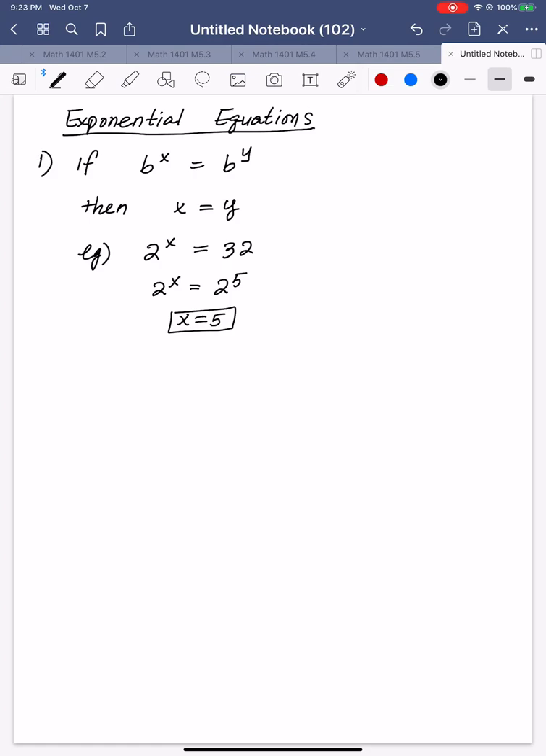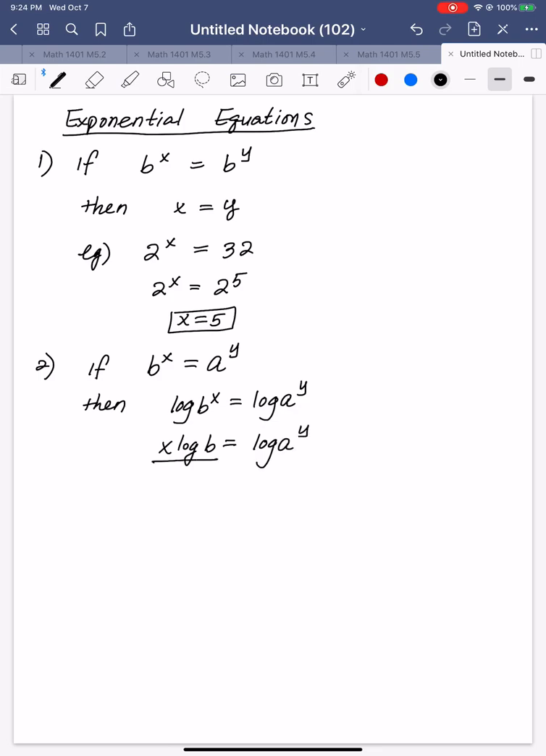But the problem is case 2. What if you have a different base? Then you cannot say that x equals y, because b is not the same as a. So what we do is use the log on both sides, solving it as a logarithmic equation. If you put the log on both sides, you can use the power rule for the logarithm: x log of b. Then you can divide by log of b on both sides, and that's all. This is the answer for x.